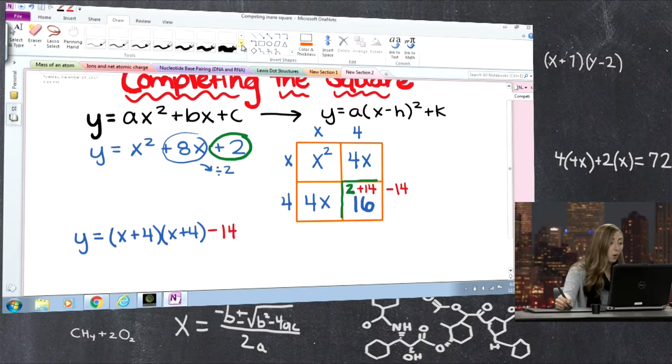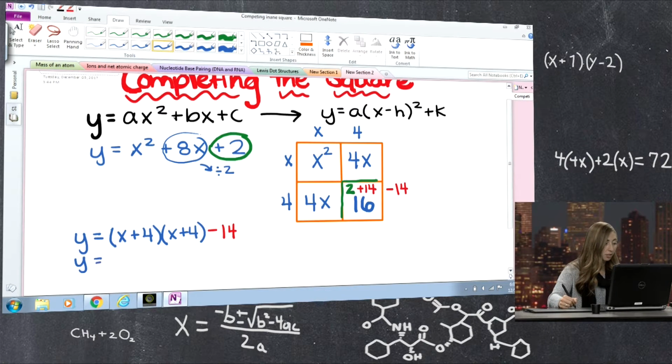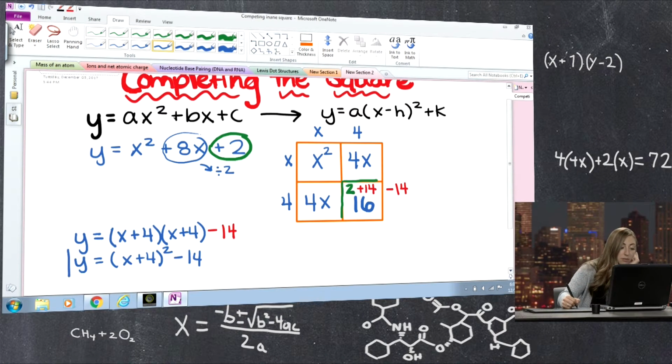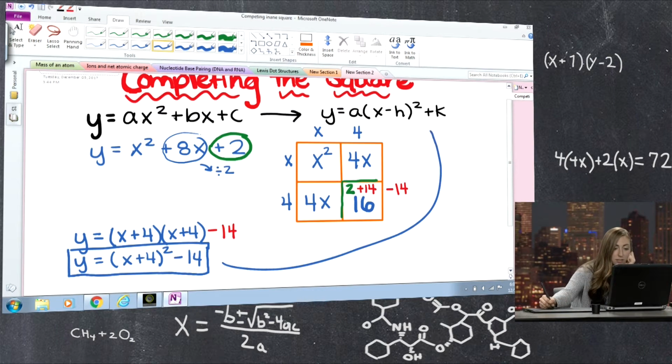Also, this is not quite graphing form. We want to actually rewrite this x plus 4 times x plus 4 as x plus 4 squared, and then we have our minus 14. Now at this point, you can see our equation is now in graphing form and looks just like that one.